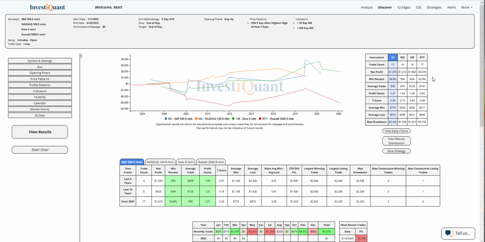So overall, not a real strong pattern. Not seeing anything too excited to be about with this one.